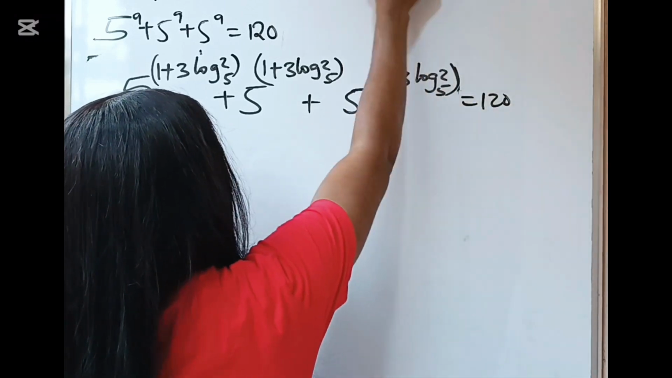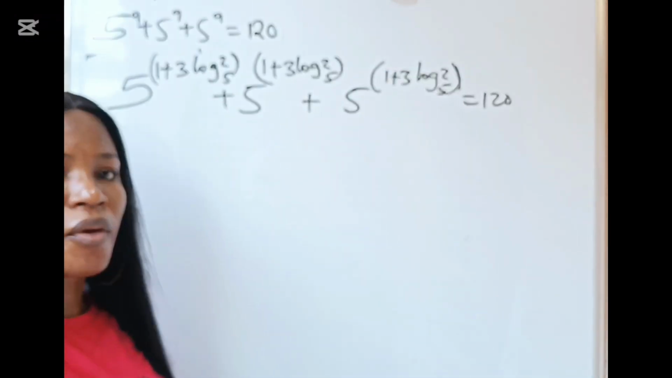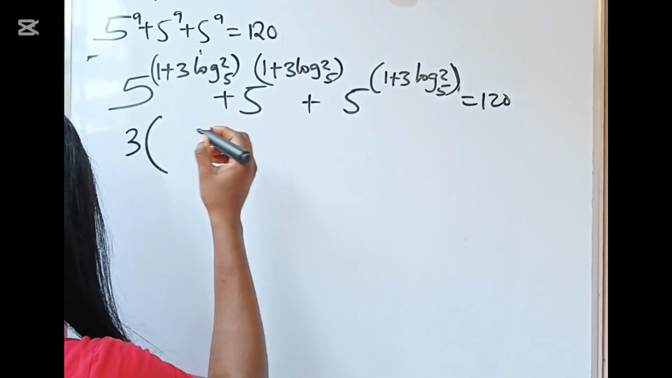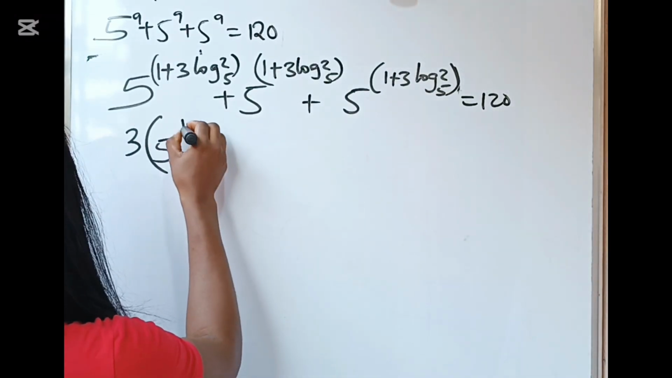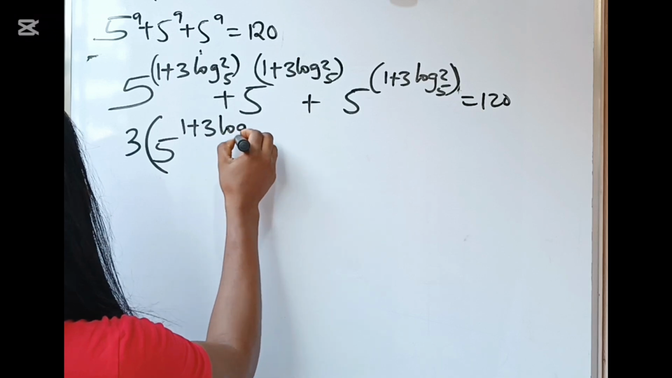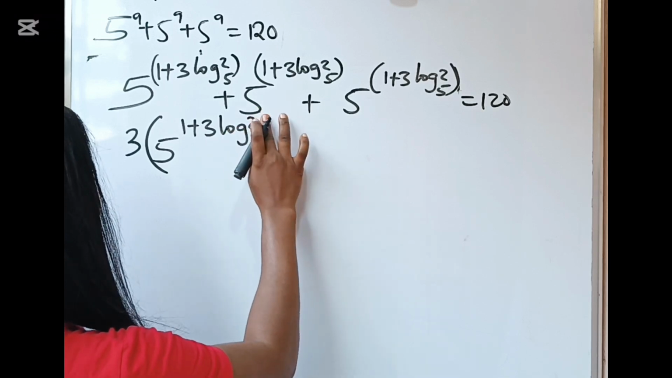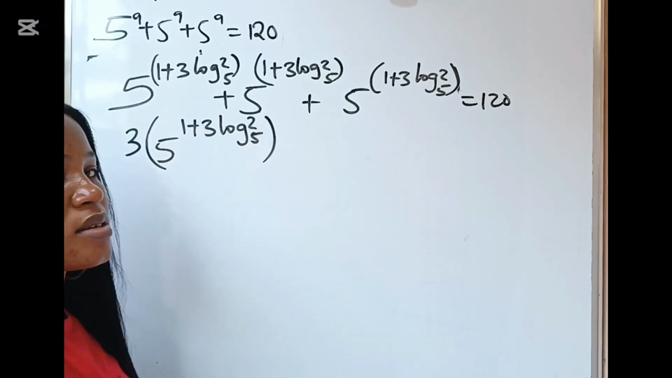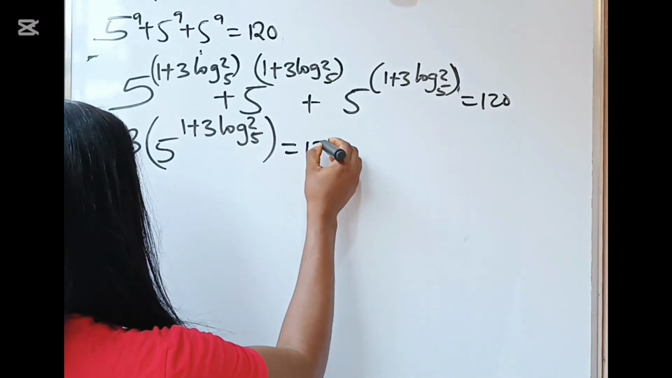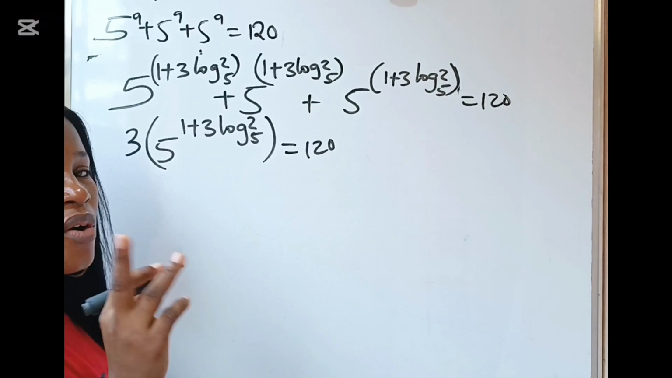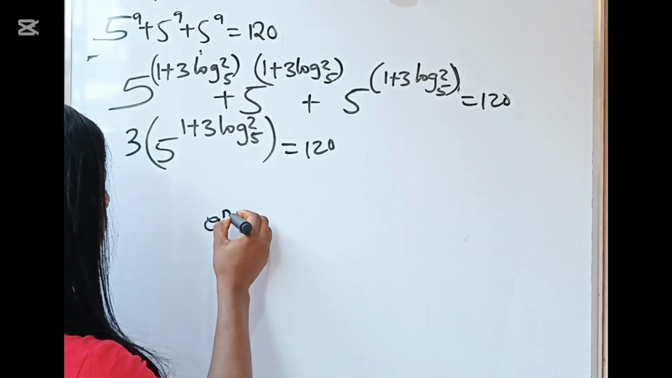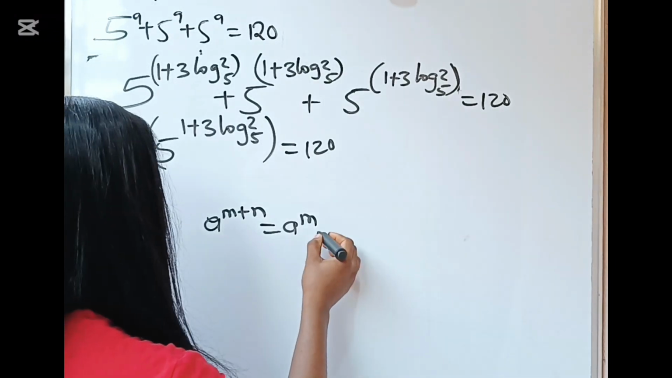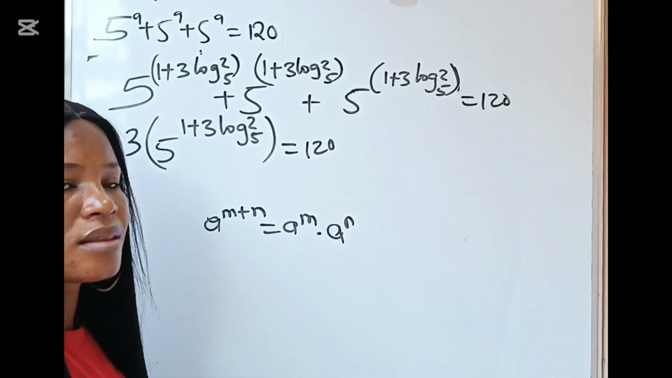Now let me clean this. So what we have here is 3 of the same thing, right? 3 multiplied by 5 to the power of 1 plus 3 log 2 base 5, is equal to 120. Now when you have a raised to the power of m plus n is equal to a raised to the power of m multiplied by a raised to the power of n.